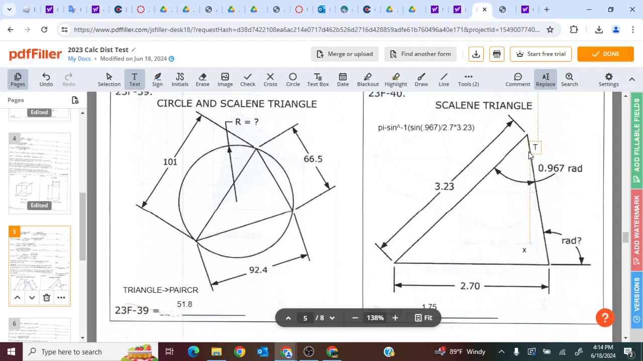40. Okay, use law of sines to figure out this angle x here. Law of sines: sine of this angle over that, times that, and sine inverse of the entire thing. If you do that, you get this angle. So this angle right here is 180 degrees, or pi, minus x, which in this case will get you 1.75.